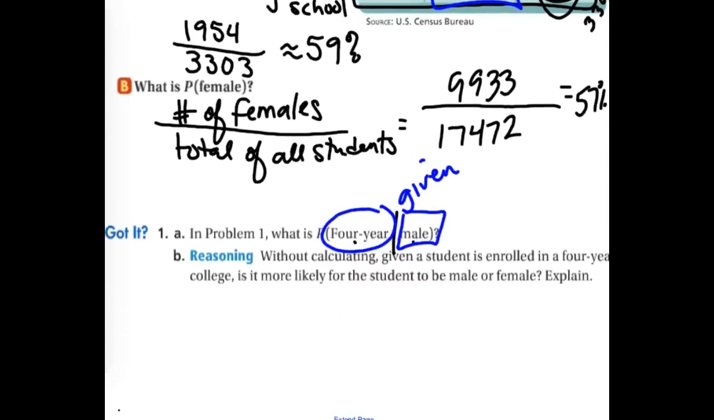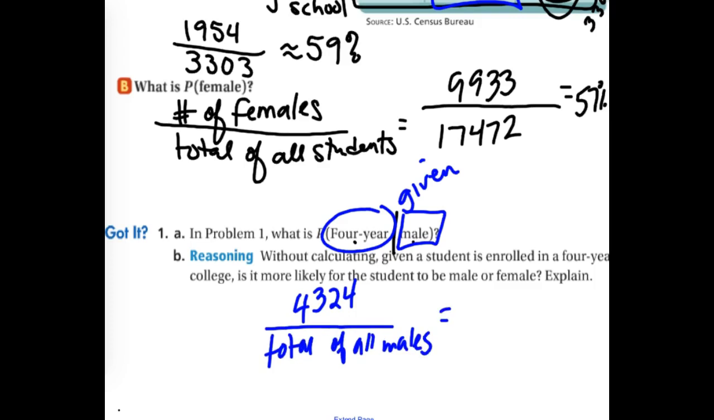All right. So we are going to be taking, what was it, 4324 divided by the total of all males. Did anybody get the total of all males? 7539. Okay. So 4324 divided by 7539 is another 57%.